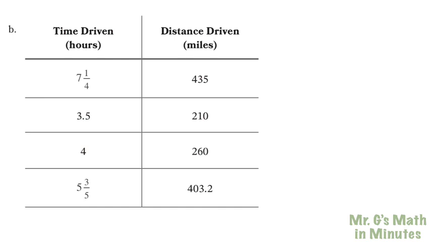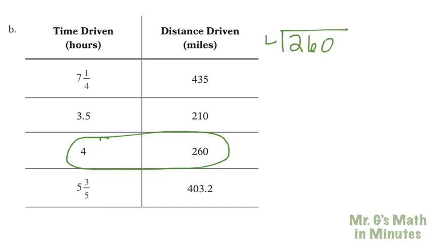The next table, if you scan through it, we got mixed numbers, we got decimals, and we have whole numbers. So let's go ahead and check that constant of proportionality. We've got 260 divided by 4. So we're trying to find that missing number here. 4 can't go into 2, but can go into 26. It goes 6 times. 6 times 4 is 24. That gives me a remainder of 2. Bring that 0 down, and we get a constant of proportionality of 65.